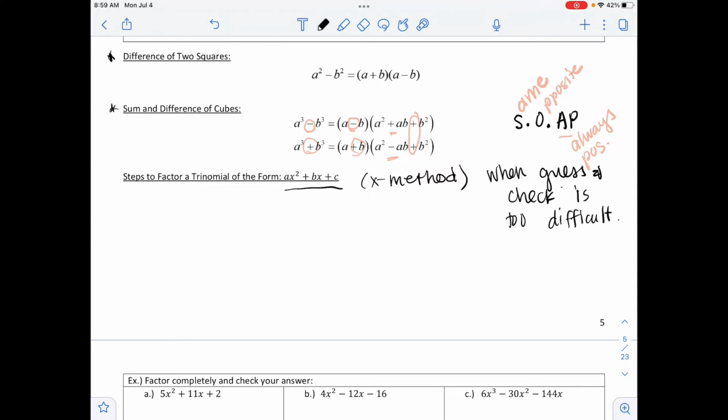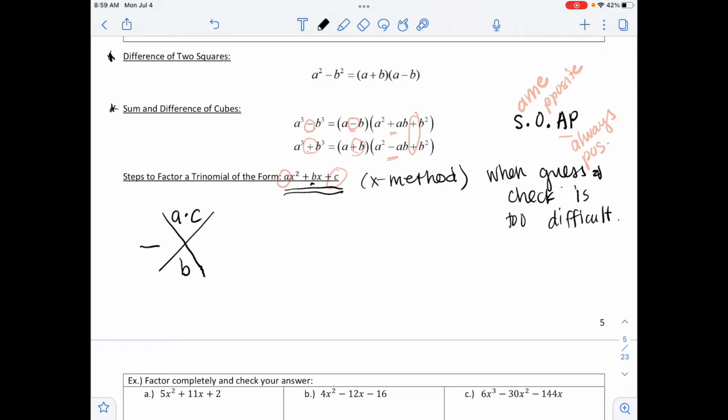And so we're going to be given ax squared plus bx plus c. Normally guess and check is very simple to do if a is just 1, so that term, the x squared, the coefficient in front of it would just be a 1. So I'm going to go ahead and draw my x, since this is called the x method. I am going to multiply a and c together, and that's going to go up in the top of my x. And then I'm going to put b, that middle term, down in the bottom.